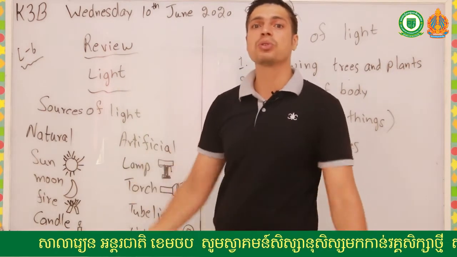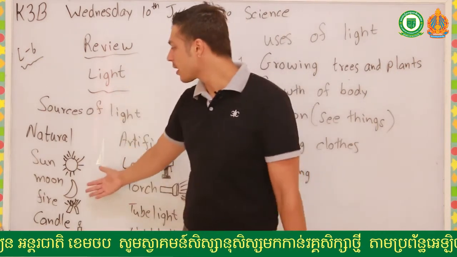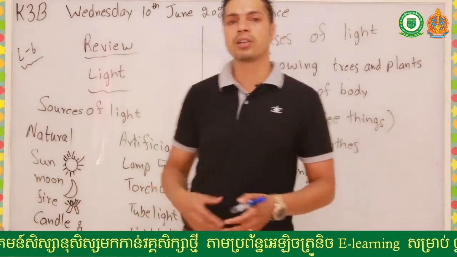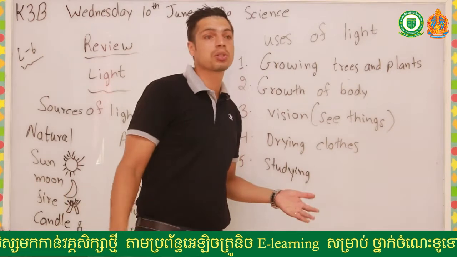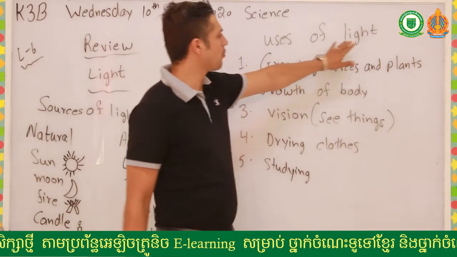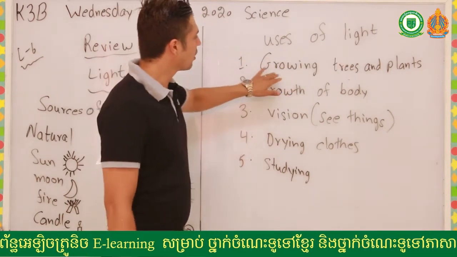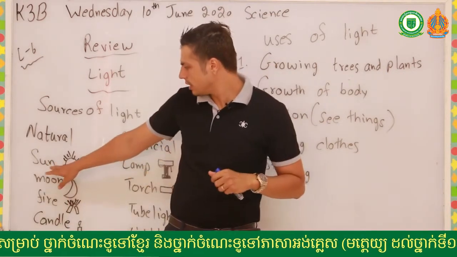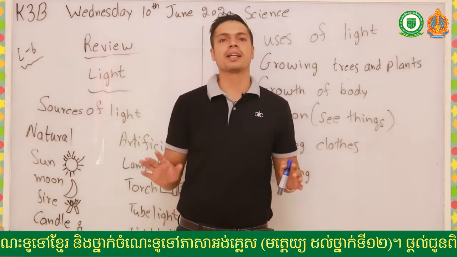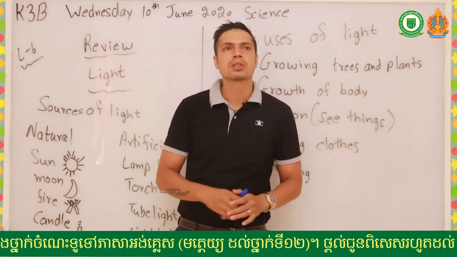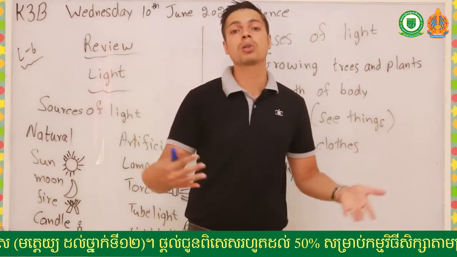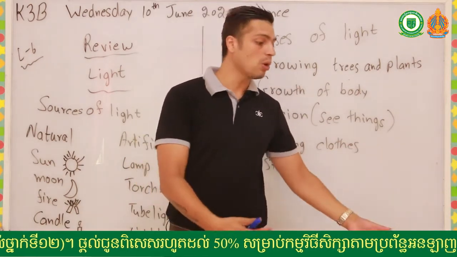Now where do we use light, whether it comes naturally or it is an artificial light? Okay, so where do we use lights? Uses of light: growing trees and plants. So light from sun, we call it sunlight. So sunlight helps us to see things. Okay, but it also helps us to grow plants.